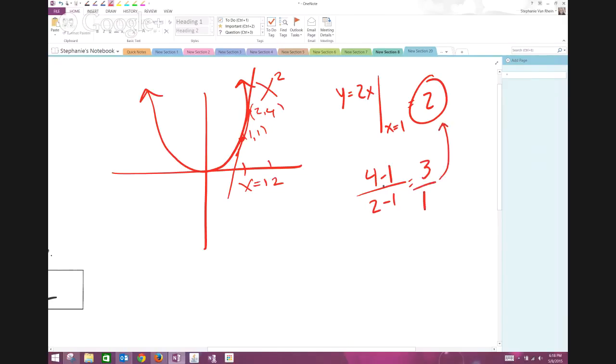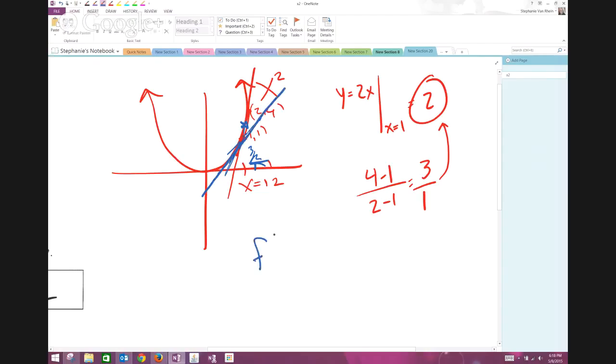So the closer we get to our second point value, right? So maybe this would be 3 over 2. The closer we get to this, the better approximation we're going to get of the slope. If I took the limit there, we would get a better approximation of the derivative at that point.